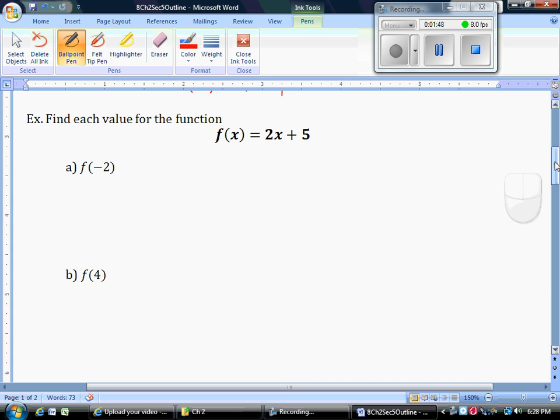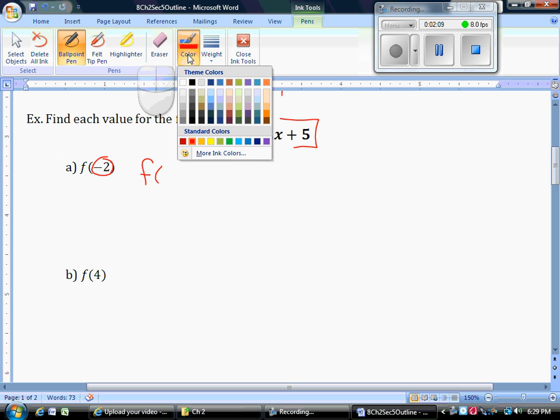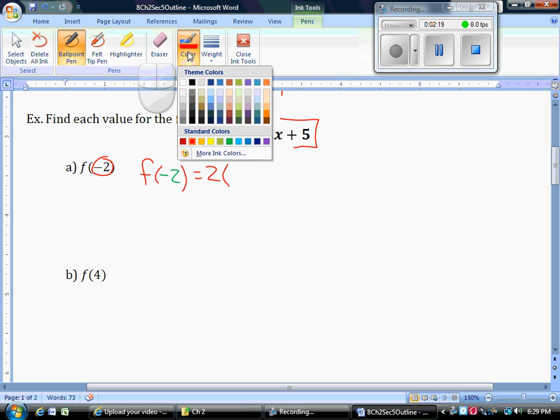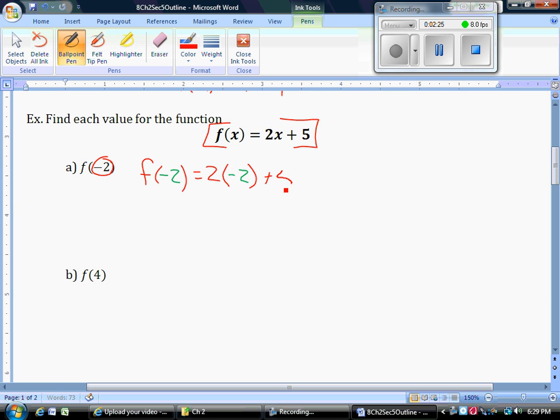Find each value for the function. So my function is f of x equals 2x plus 5. What I'm going to do is take this negative 2 and replace it wherever there's an x. So if I'm finding f of negative 2, f of negative 2 equals 2 times, remember I'm going to replace it, so it's not an x anymore, plus 5.